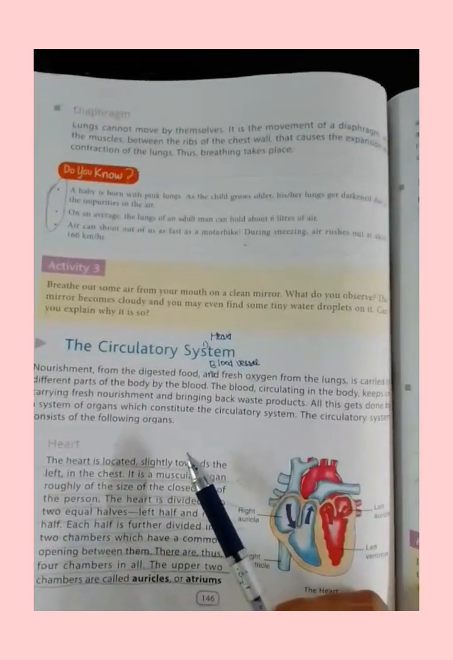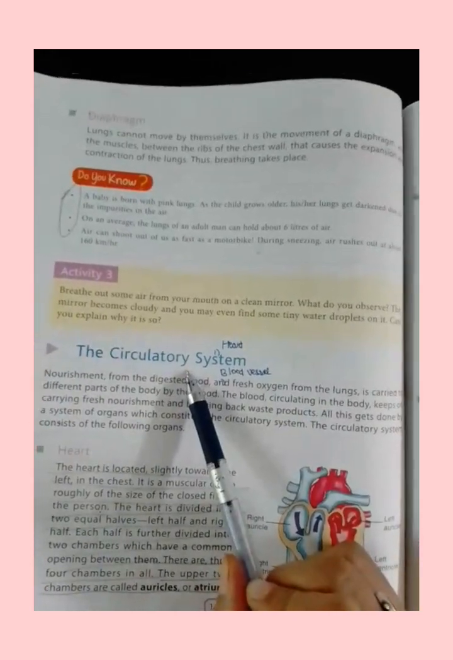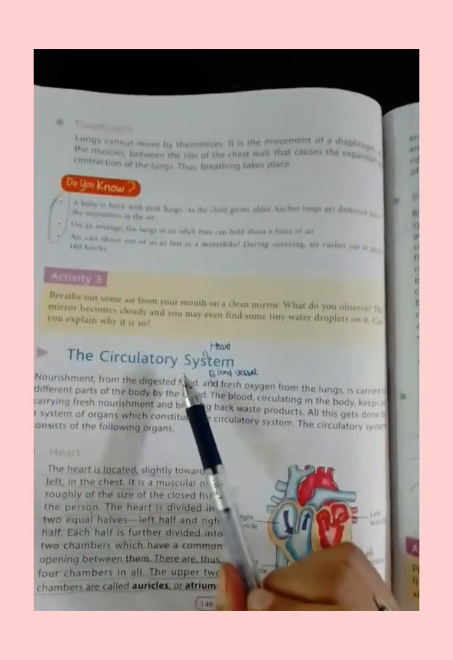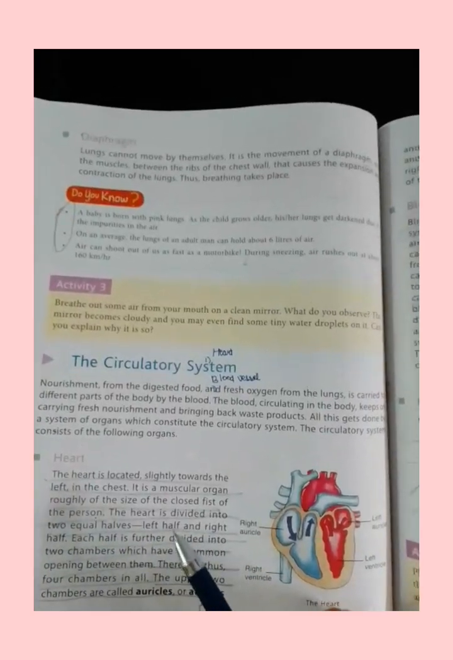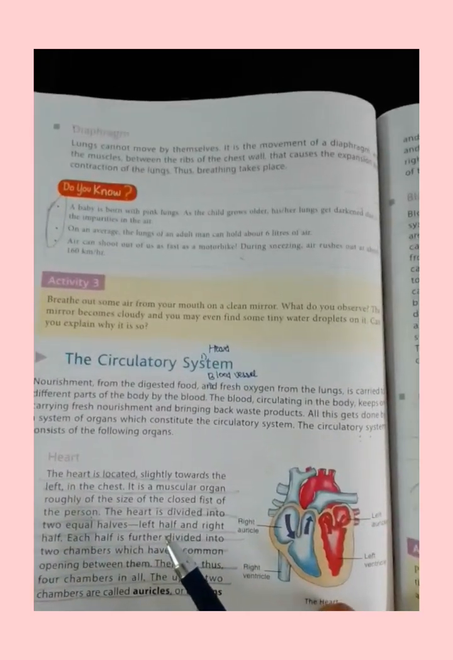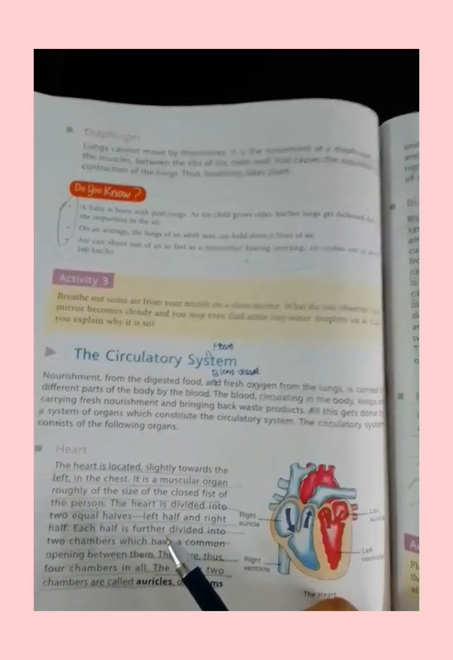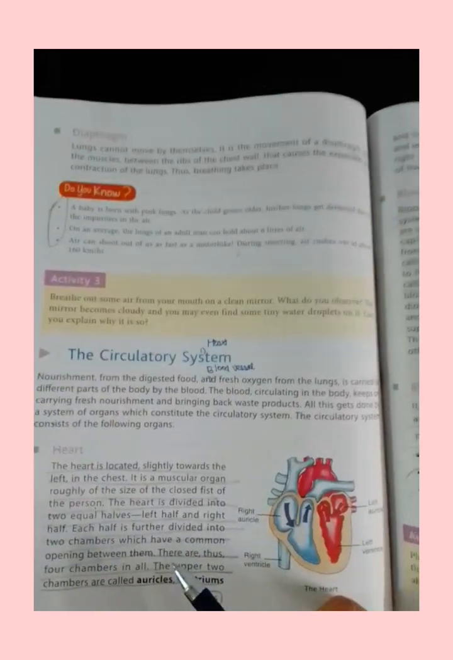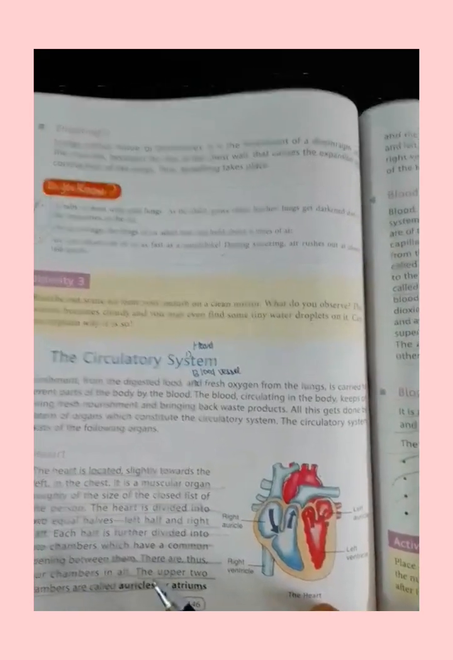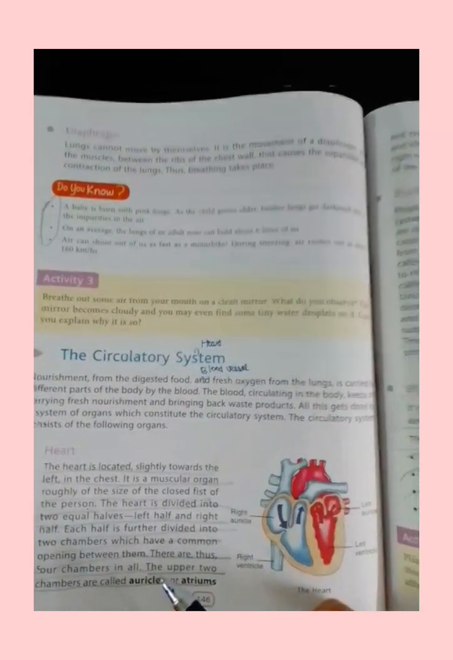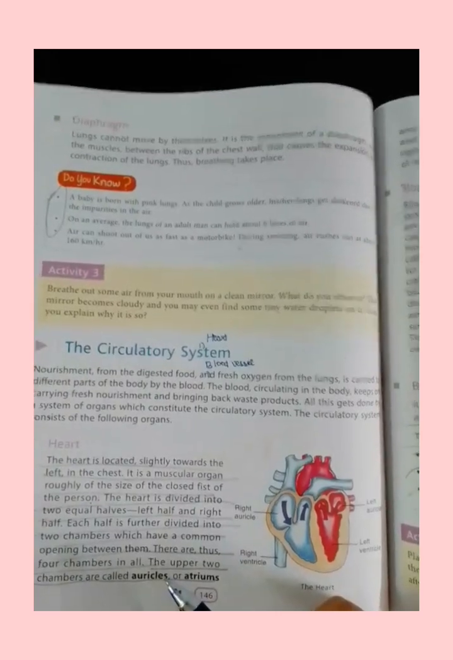So for this there is the circulatory system, and the various parts of the circulatory system are, the first one is the heart, then blood vessels, and the third one is the circulating fluid, that is blood. So these three we will study here in detail. First one, the major organ of the system, that is the heart.